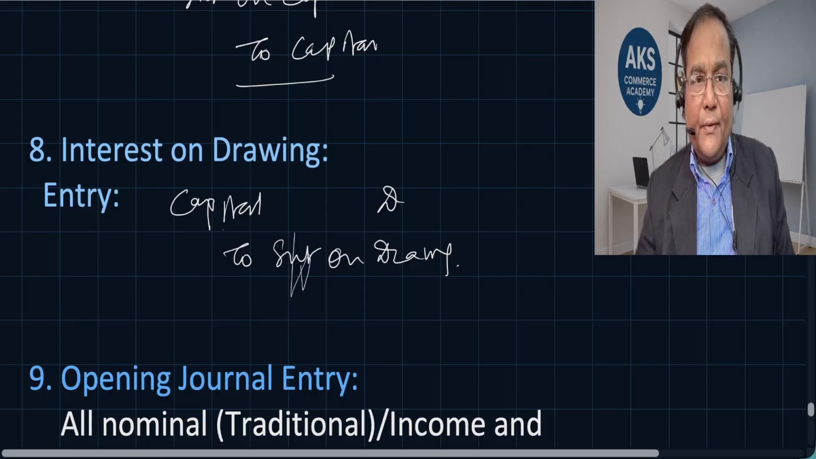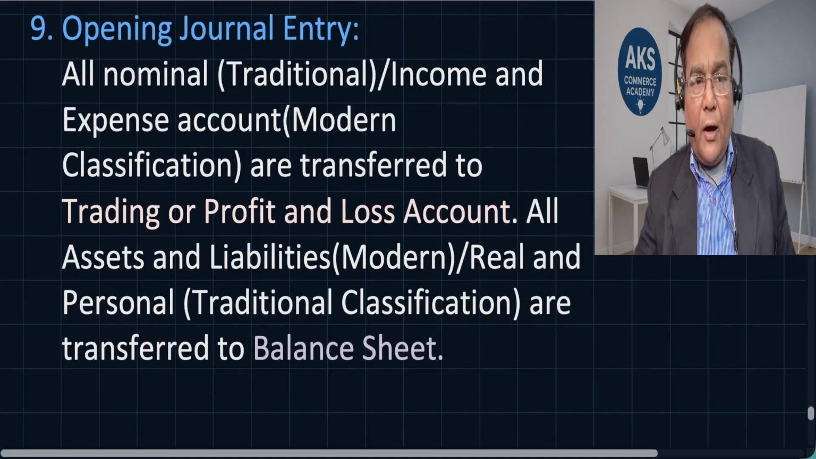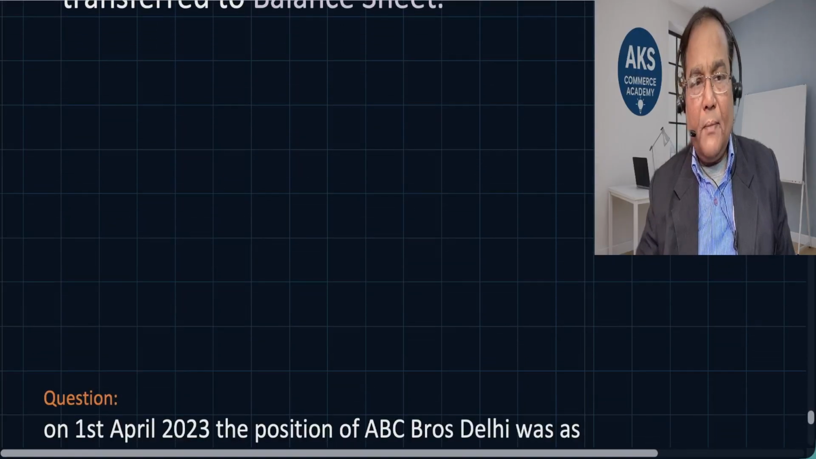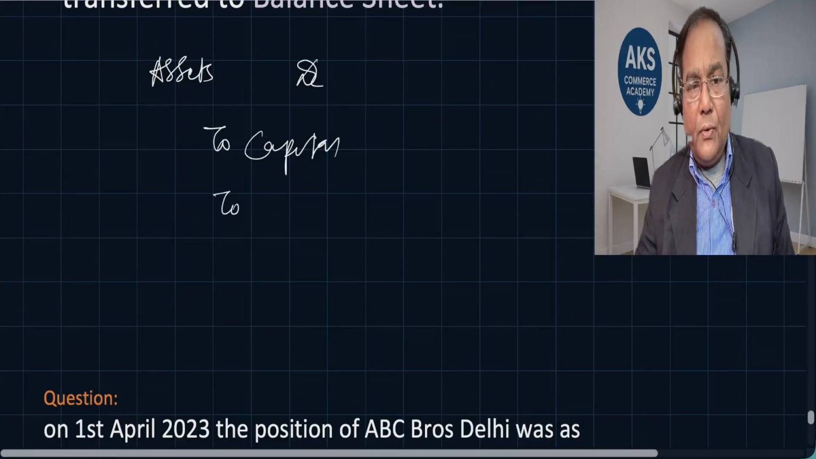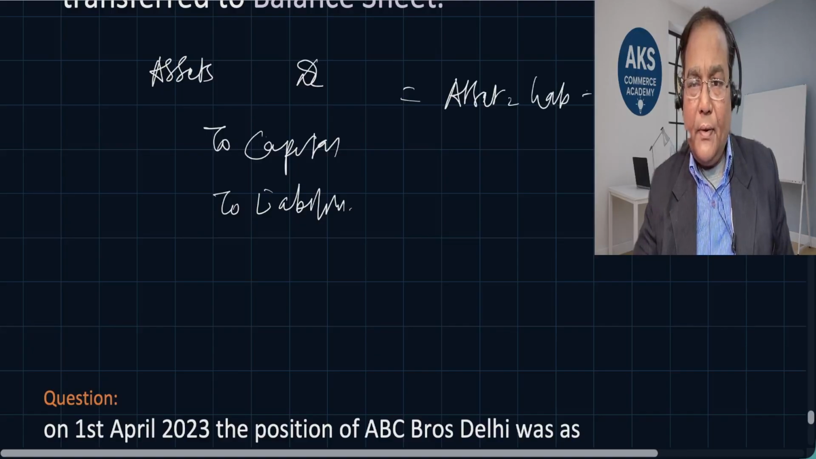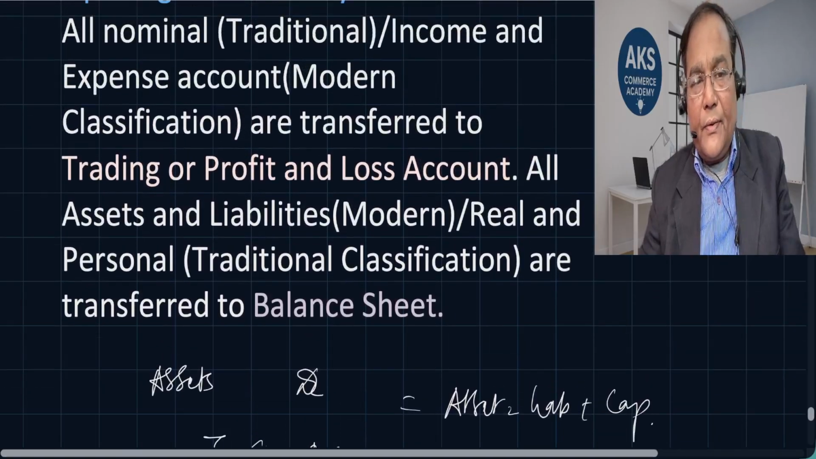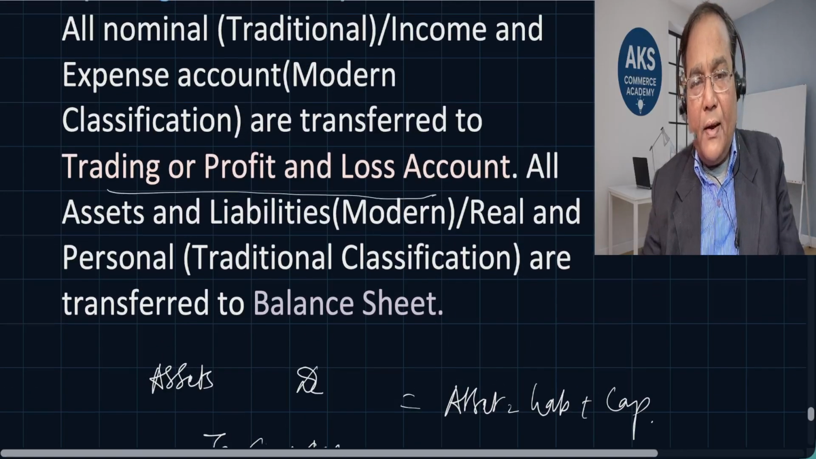Opening journal entries. Now, how are we going to pass the opening journal entry? We'll see. All nominal or traditional income and expense accounts are transferred to the trading or profit and loss account. All assets and liabilities, modern or real and personal accounts, are transferred to the balance sheet. So assets are debited, and capital and liabilities are credited. We have the formula: assets equal liabilities plus capital, or capital plus liabilities.